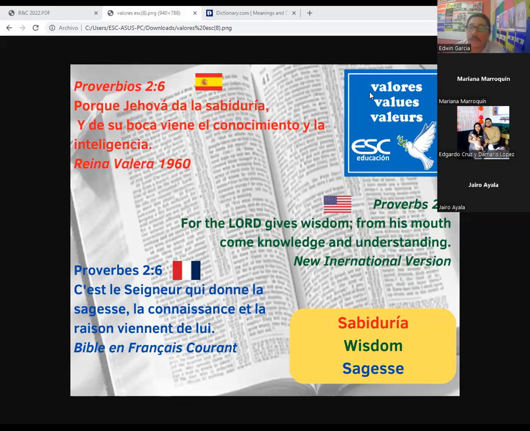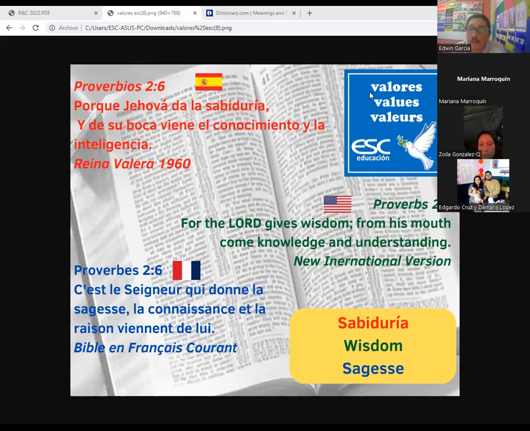It's time to begin with today's class, and first we have to read the verse for this week. Remember, we are going to learn about one important value, and in this case it is wisdom. Wisdom is the word for this week. Here we go to Proverbs 2:6. It says to us, "For the Lord gives wisdom, from his mouth come knowledge and understanding." This is according to the New International Version. One more time: "For the Lord gives wisdom, from his mouth come knowledge and understanding."